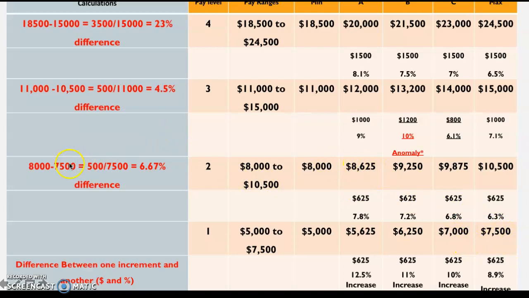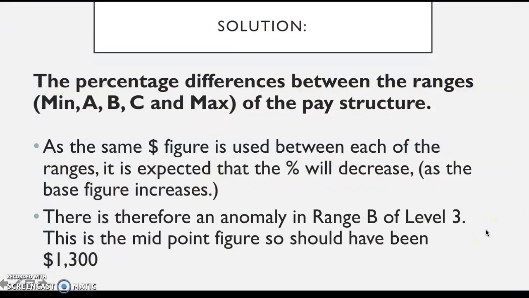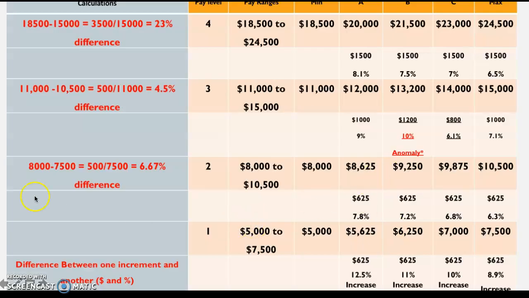As you can see, there's only a 6.67% difference between the top of level 1 and the bottom of level 2. All I did was take the difference between 8,000 and 7,500, which is 500, divided by 7,500, and that's 6.67%. So imagine you are here. I think that's what I'm saying in the next line. No, not yet, I'll get to that. Anyway, let's move on with the calculation.